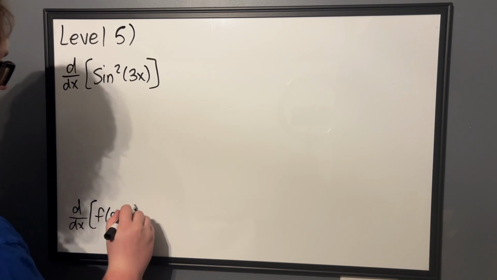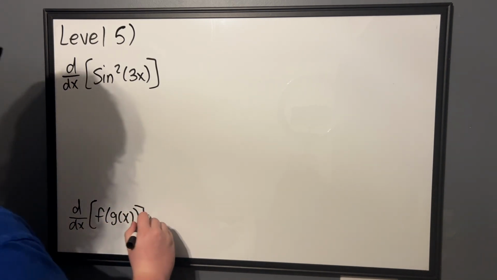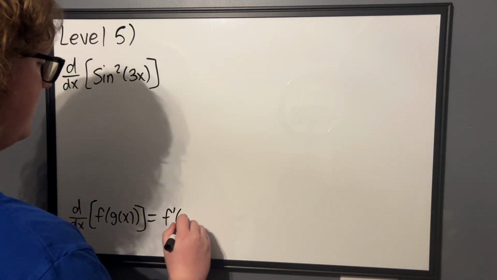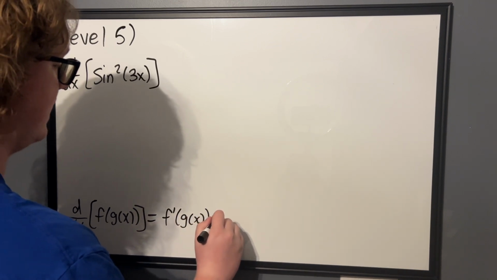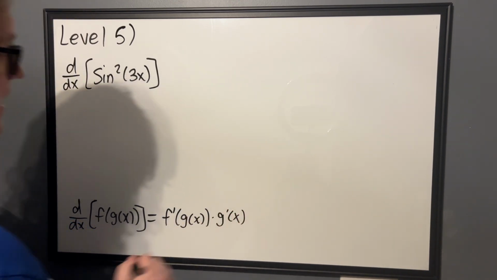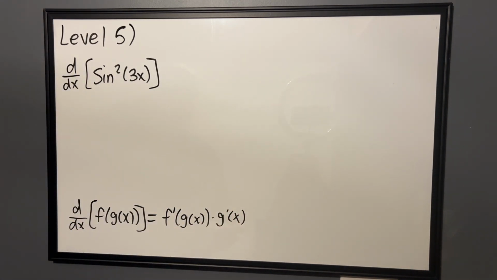So this is a composition of functions, right? This is always equal to f prime of g of x times g prime of x. So basically we take the derivative of the outside and then we leave the inside alone, and then we multiply by the derivative of the inside. Now, with this one, we're actually going to have to do it 2 times. So this chain rule is a little bit tricky here.